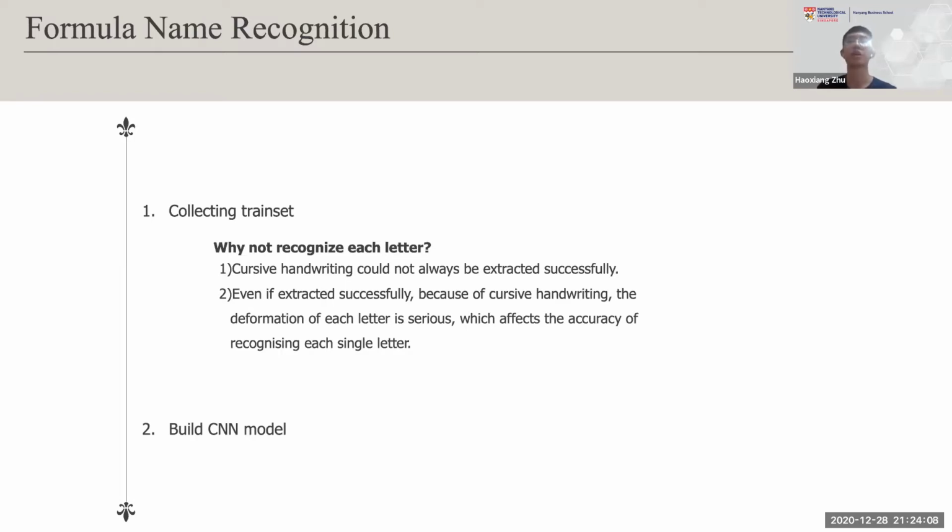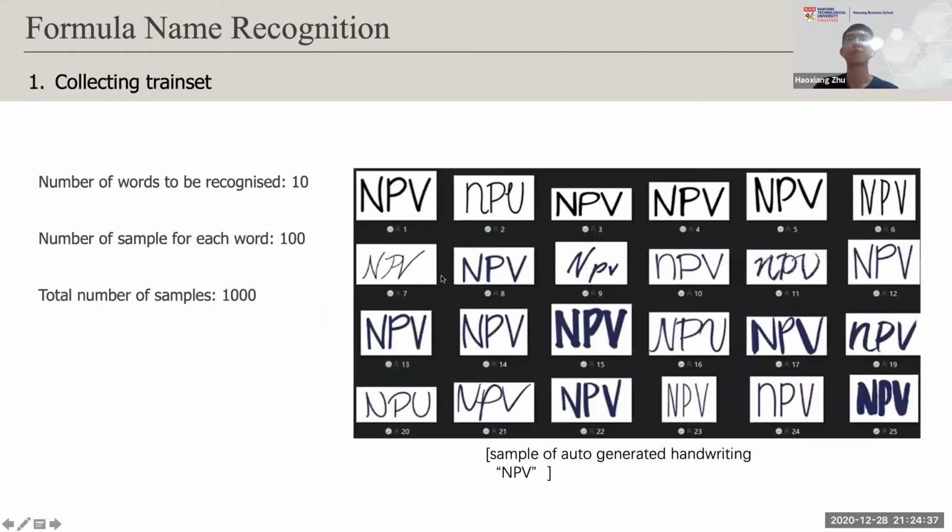First, we need to collect enough train set. Why not recognize each letter? The first reason is that cursive handwriting could not always be extracted successfully. And the second reason is that even if extracted successfully, because of cursive handwriting, the deformation of each letter is serious, which affects the accuracy of recognizing each single letter. And then we will build our CNN model.